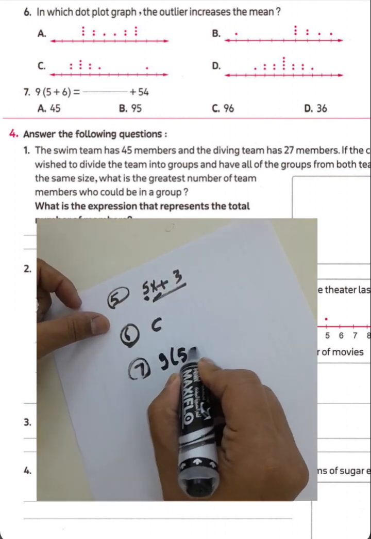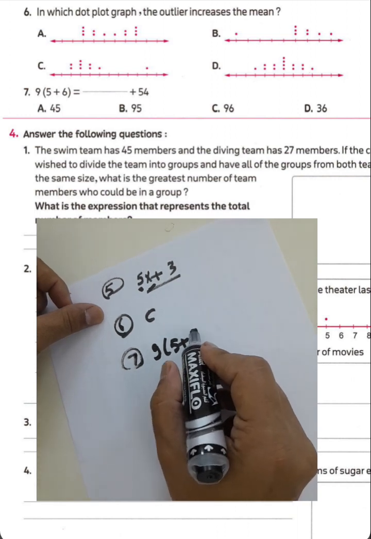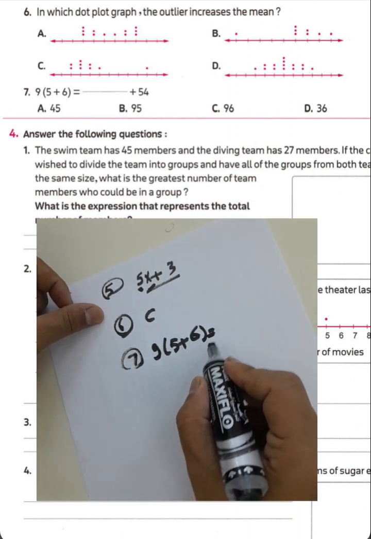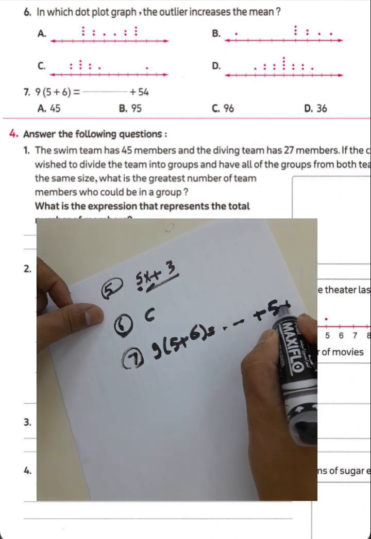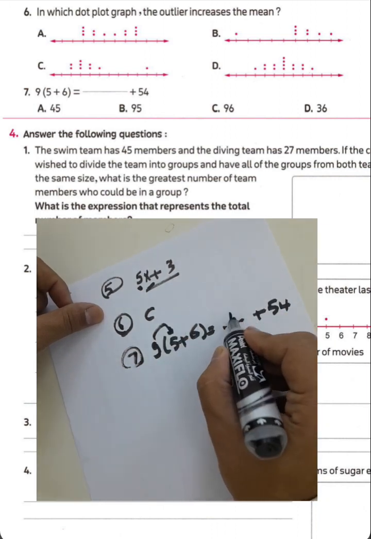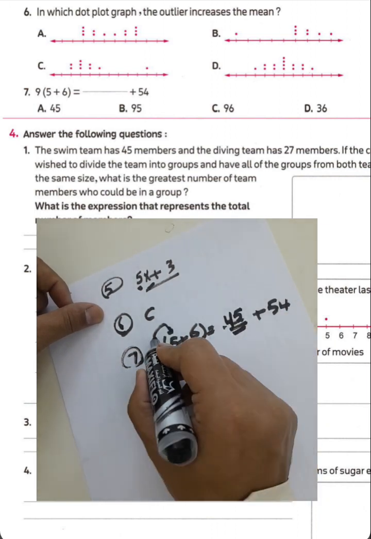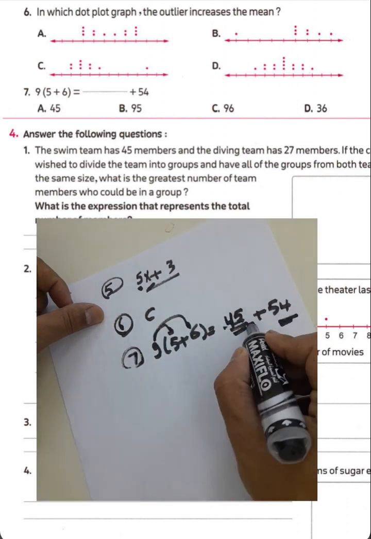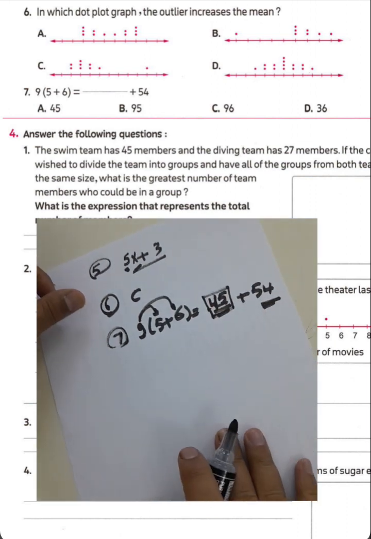Question 7. 9 times 5 plus 6. We will use the distributive property. 5 times 9 equals 45, and 5 times 6 equals 30. Then we must write 45 in the space.